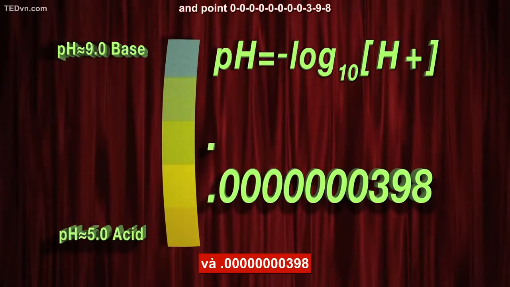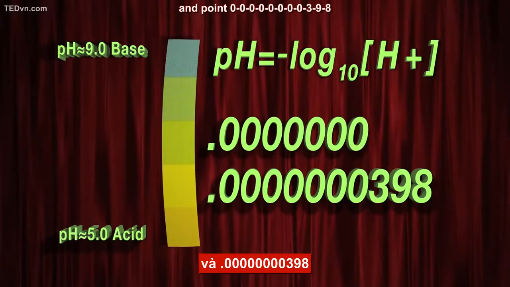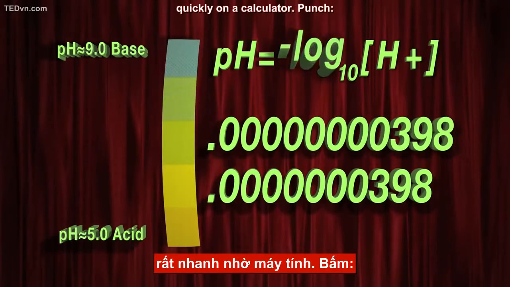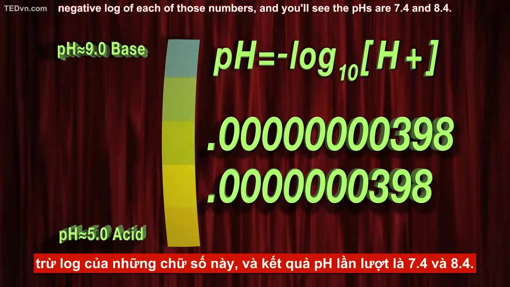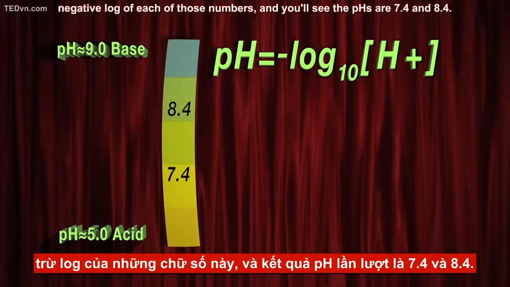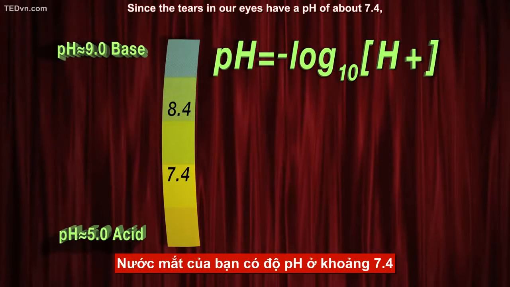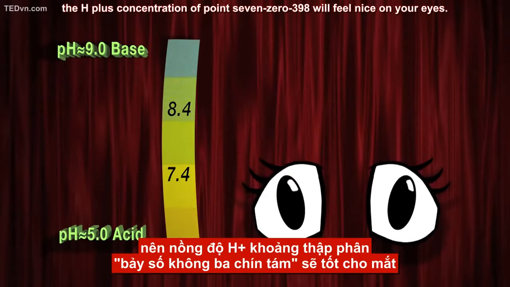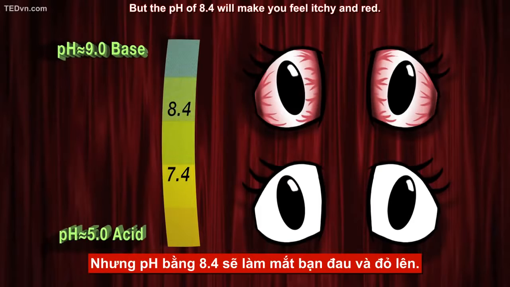0.00000000398 and 0.000000398 quickly on a calculator. Punch negative log of each of those numbers, and you'll see the pHs are 7.4 and 8.4. Since the tears in our eyes have a pH of about 7.4, the H+ concentration of 0.00000000398 will feel nice on your eyes, but the pH of 8.4 will make you feel itchy and red.